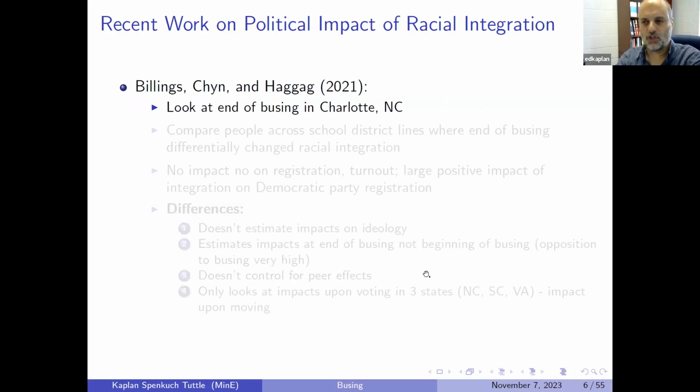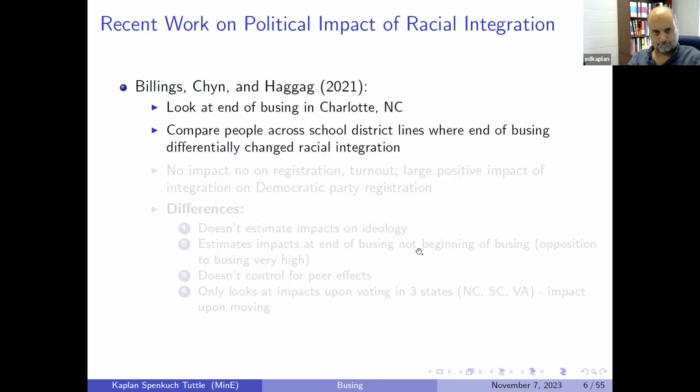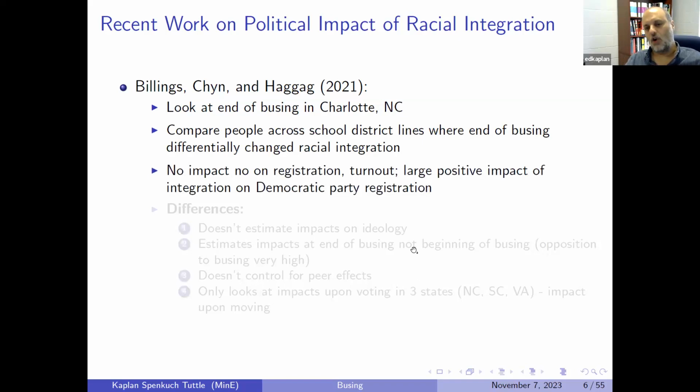So the paper that's probably most related to this paper is a paper by Billings, Chin, and Hagag in 2021. This is an independent paper. They looked at the end of busing in Charlotte, North Carolina. They compared people across school district lines where the end of busing differentially changed racial integration. And they found no impact on registration or turnout, but really large positive impacts of integration on Democratic Party registration.